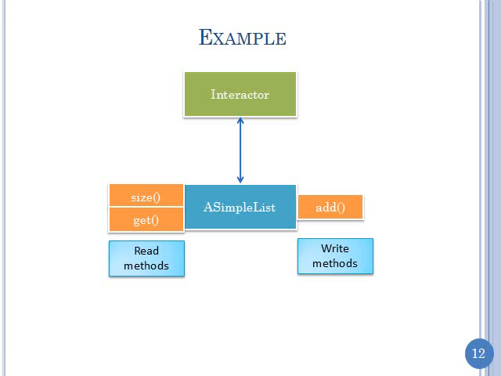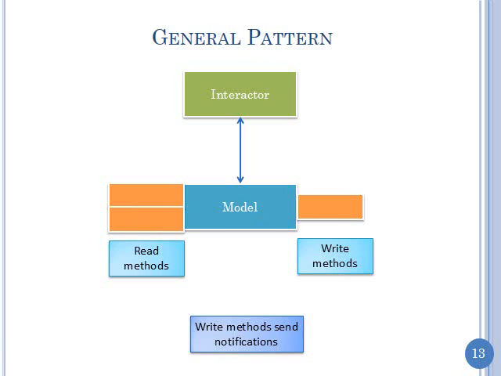Okay. And why is that relevant in this architecture to distinguish between read methods and write methods? The notifications are sent by the write methods. The read methods you don't need to know if somebody accessed. Okay. So that's sort of describing the pattern in a more general way. So the general model pattern is that there's a model with some write methods and read methods, and the write methods send notifications.